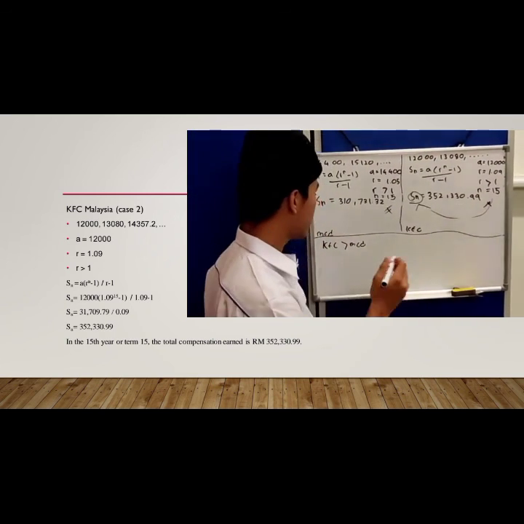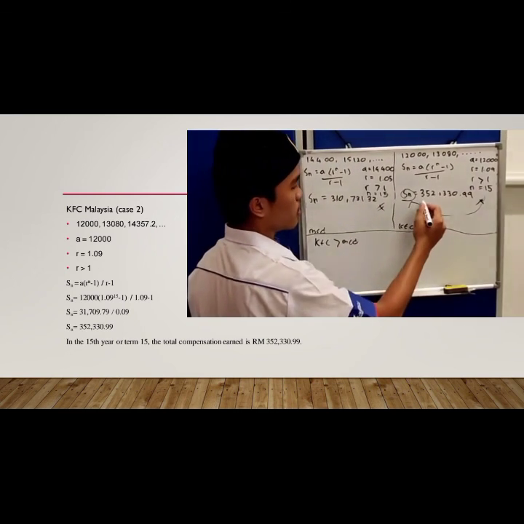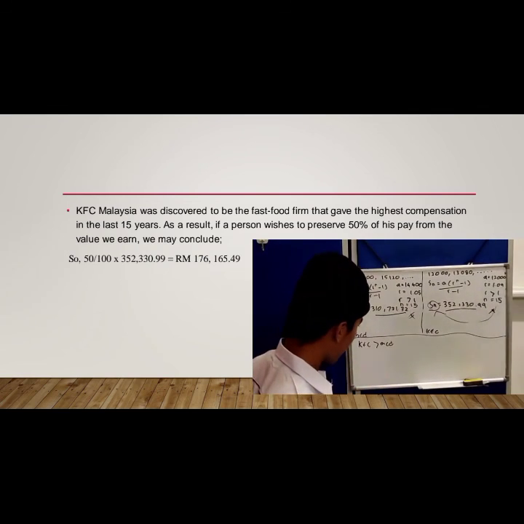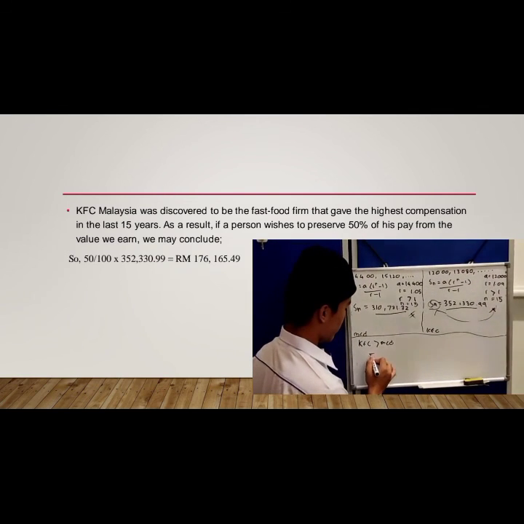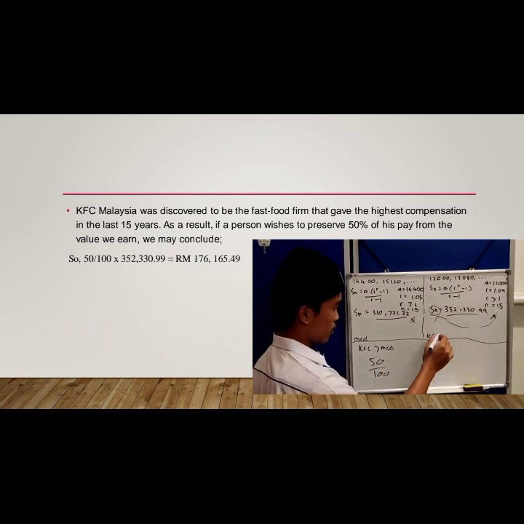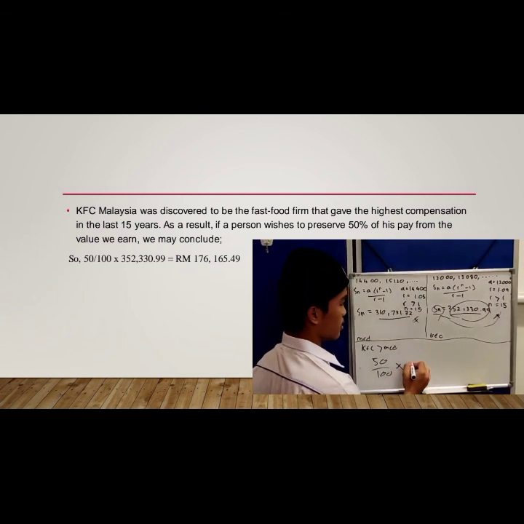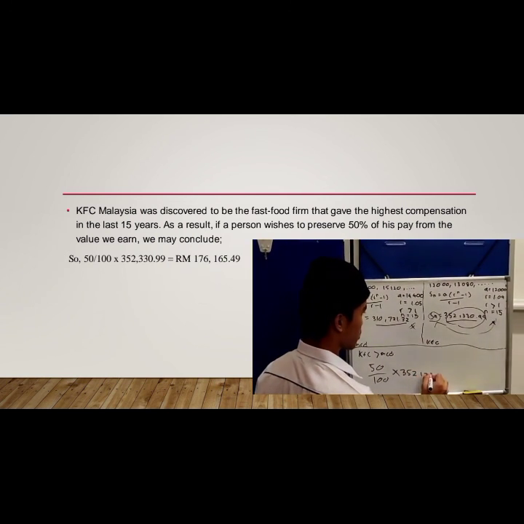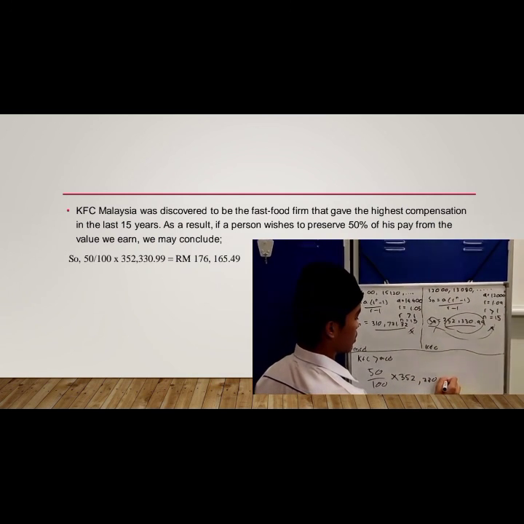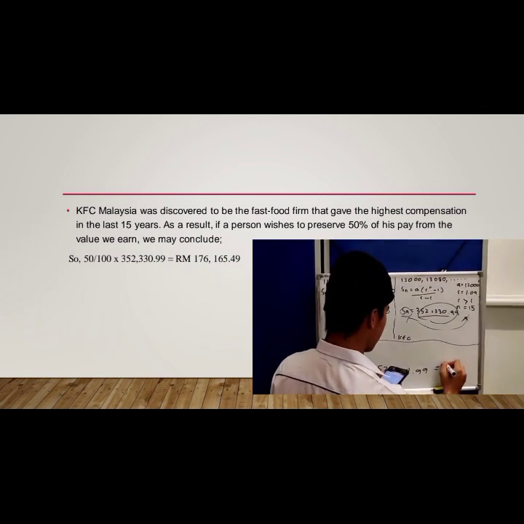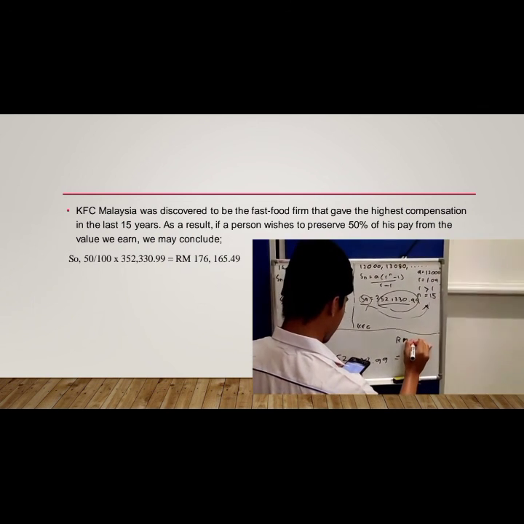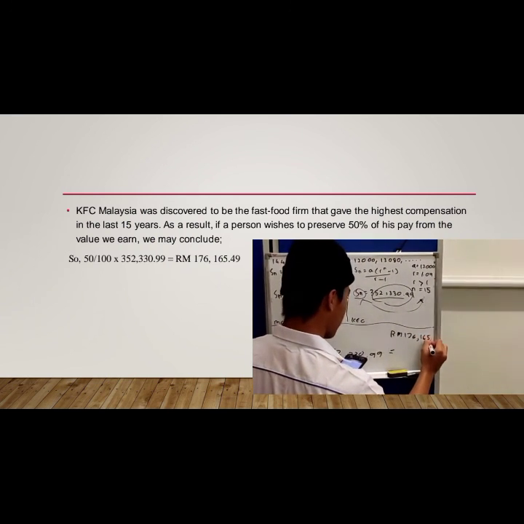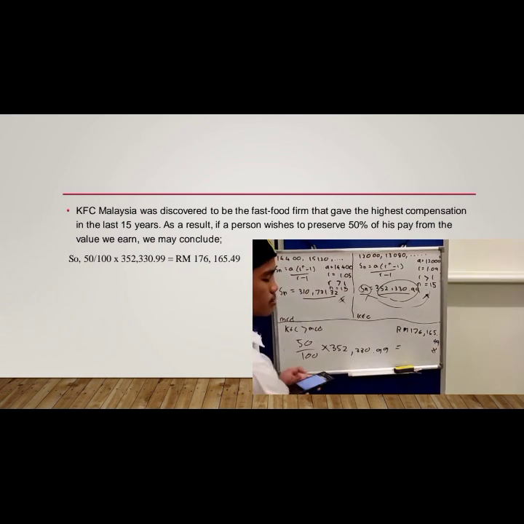So we can conclude that KFC is more than McDonald's because the value of KFC is more than the value of McDonald's. So we want to find 50 percent of the value, multiplied by 300.99, which is equal to RM 176,195.49. That's the last final answer, and thank you.